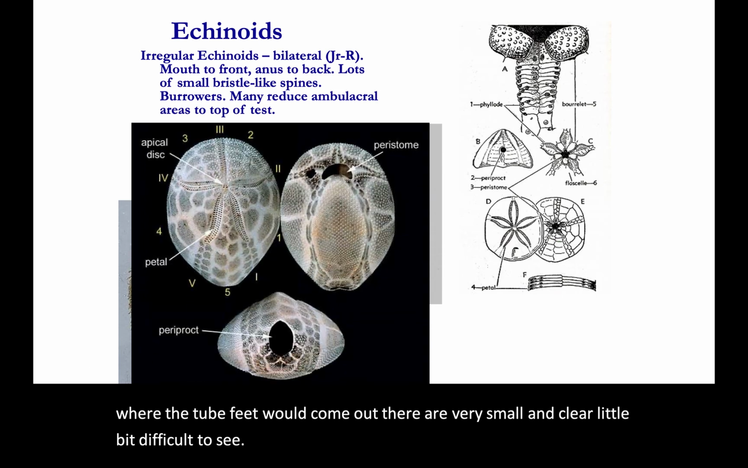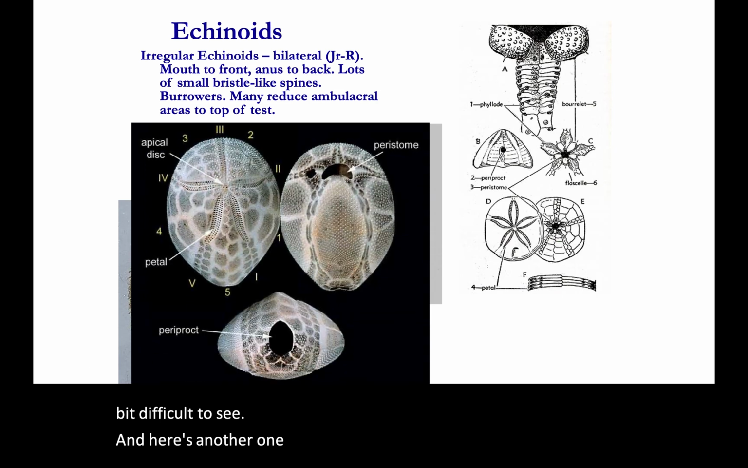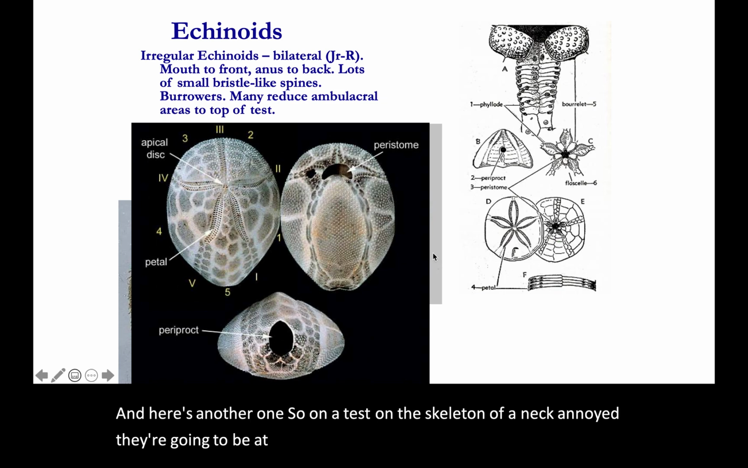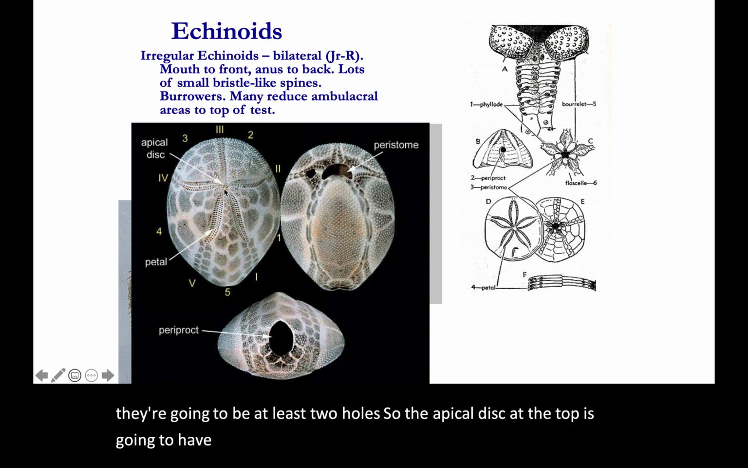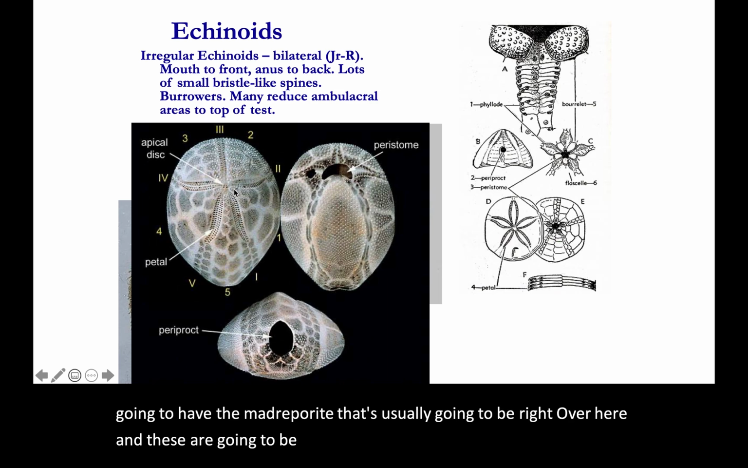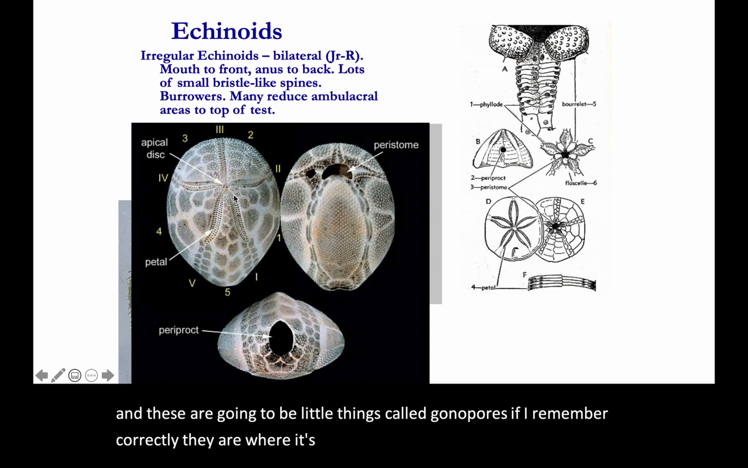And here's another one. So on the test, on the skeleton of an echinoid, there are going to be at least 2 holes. So the apical disc at the top is going to have the madrepore. That's usually going to be right over here. And these are going to be little things called gonopores, if I remember correctly. They are where it's going to release the babies.